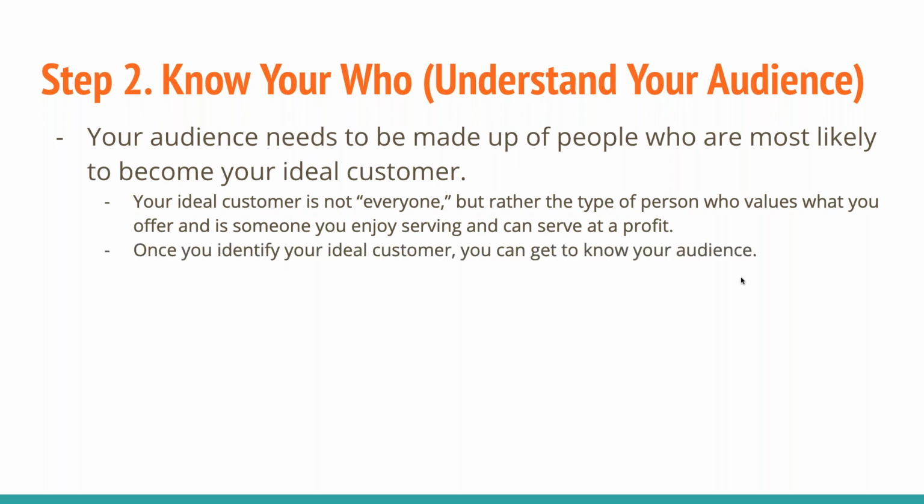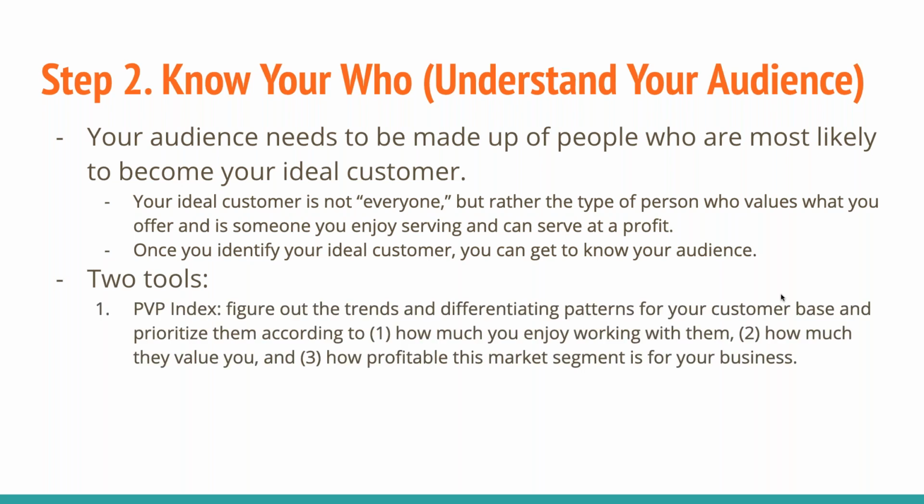So once you identify your ideal customer, you can then narrow down your audience and get to know them. So there's two tools for this. The first one is what I like to call a PVP index. And the PVP index is just a simple formula to help you prioritize your different types of customers so you can narrow down your audience. So the P, just to let you know, the P stands for personal fulfillment, the V stands for value, and the second P stands for profitability. We'll go through all of those in just a minute.